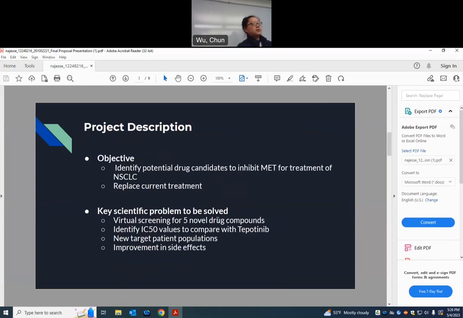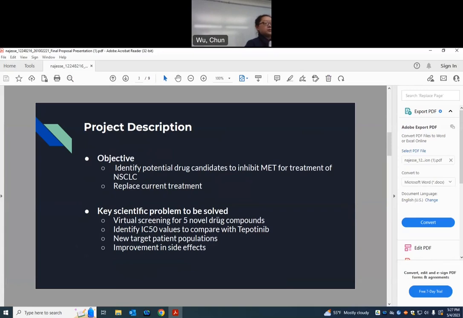So the goal of this project is to identify drug candidates to inhibit this receptor for the treatment of this lung cancer. And the goal is to really replace current treatments that are on the market. So the key scientific problems to be solved in this experiment are to screen for the top 5 compounds, identify IC50 values to compare to the current drug on the market, and try to find some new target populations because the current drug on the market only treats adults and not children or females that are pregnant.